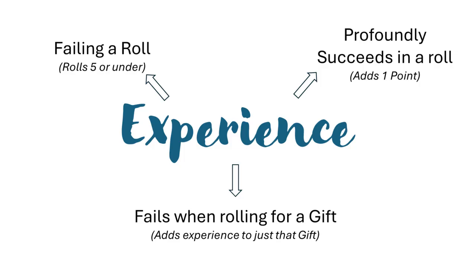Mental and emotional conflict is handled exactly the same as physical conflict, with the same method of winning and of taking stress. I've talked about that in a previous video. Players gain 1 experience point every time they fail a roll. So they roll 5 or under when they're not in conflict, either rolling for a talent or rolling for a spiritual gift, and they fail, they get 1 experience point. In addition, every time a player profoundly succeeds, that is, they roll over 16, they also gain 1 experience. Similarly, experience points gained when failing or succeeding in a spiritual gift only apply to that specific gift.